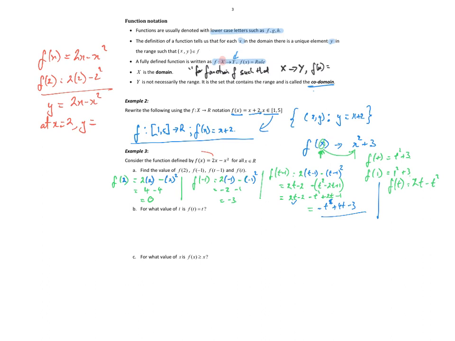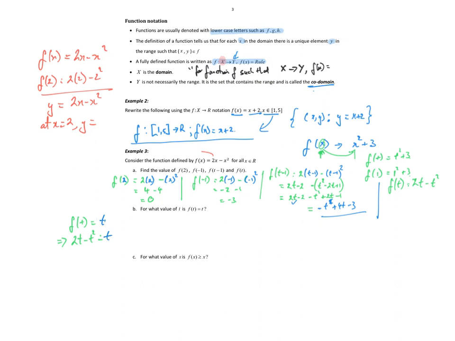Let's have a look at B. For what value of t is f of t equal to t? So what was f of t? f of t equal to t means, what's f of t? 2t minus t squared has to equal the right hand side, which is t. So let's make it a bit clearer. f of t is equal to t, and so that's that t there.